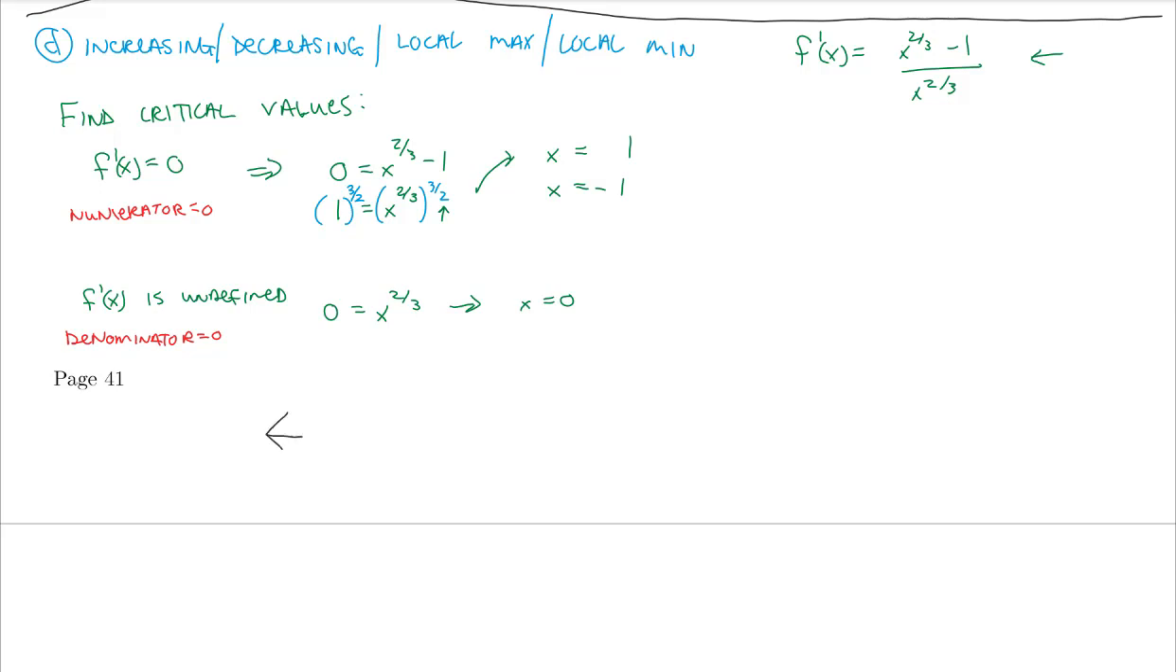So let's go ahead and draw our number line here. Our number line in this case is going from negative infinity to infinity because we have no points where the original function is undefined. And then we have critical values at x equals 1, x equals 0, and x equals negative 1. And I forgot to change this one to a negative 1 right there. And then these critical points subdivide the interval from negative infinity to negative 1, negative 1 to 0, 0 to 1, and 1 to infinity.